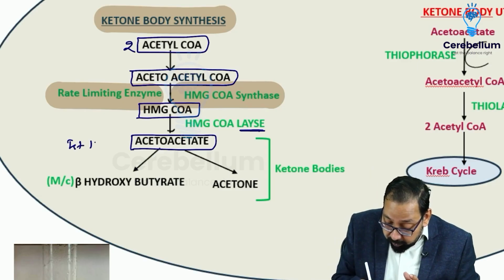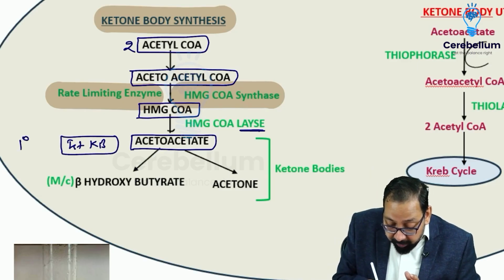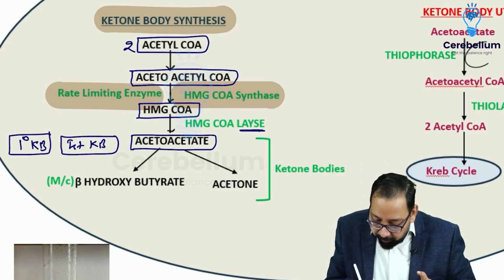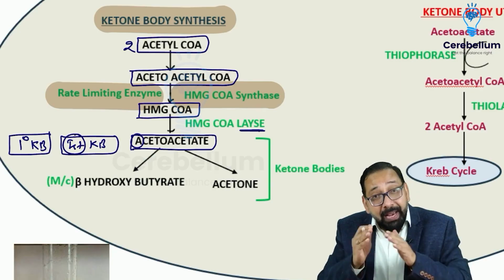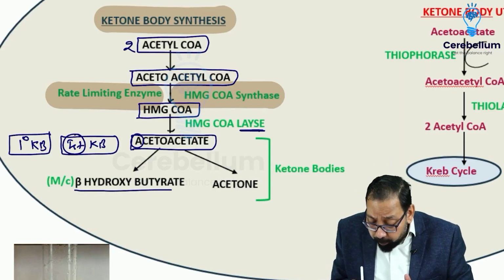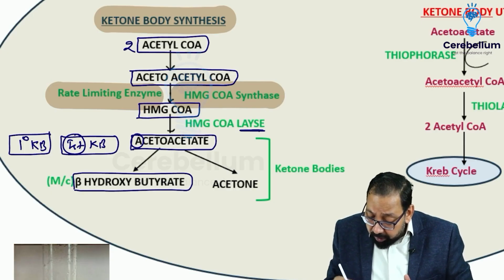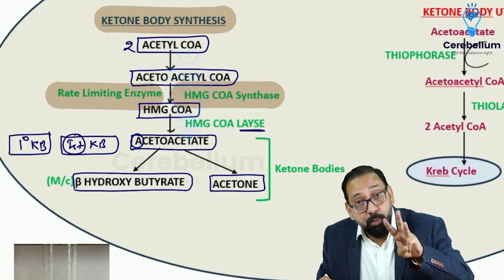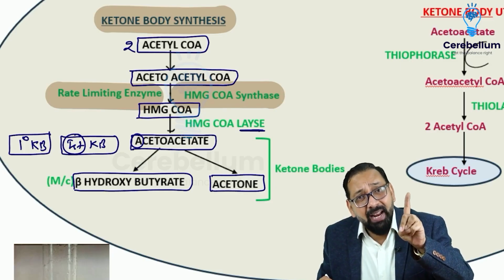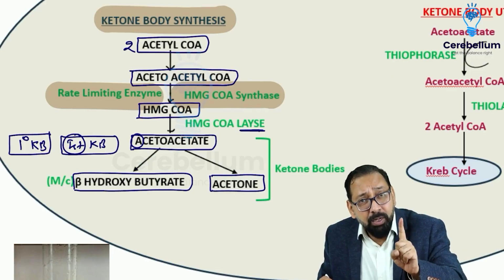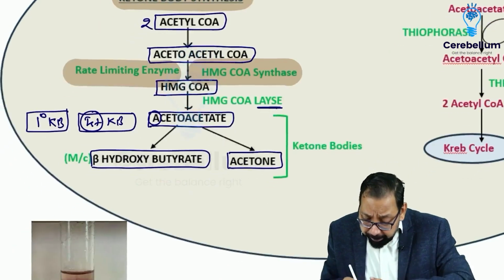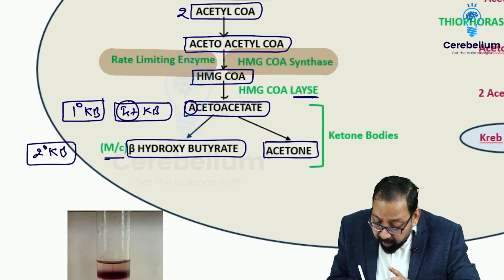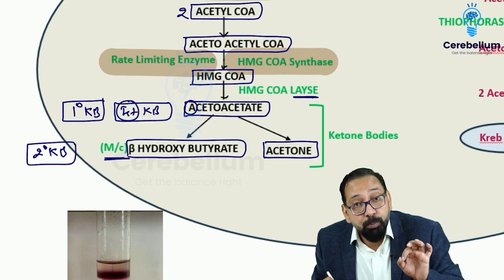Question is asked, which is the first ketone body to be synthesized, or the primary ketone body? Mnemonic: A, first alphabet, so first ketone body. This acetoacetate is further converted to beta hydroxybutyrate, and acetoacetate is also converted to acetone. So there are three compounds termed ketone bodies: acetoacetate, beta hydroxybutyrate, and acetone. Acetoacetate is the first ketone body. It is called the primary ketone body. And beta hydroxybutyrate and acetone are secondary ketone bodies. And beta hydroxybutyrate is the most common ketone body present in blood.